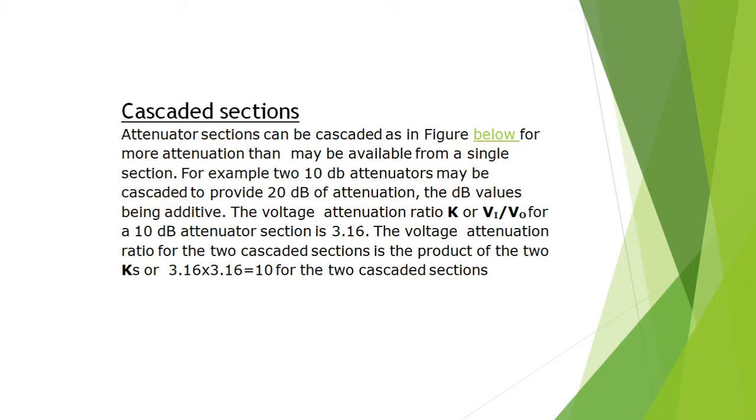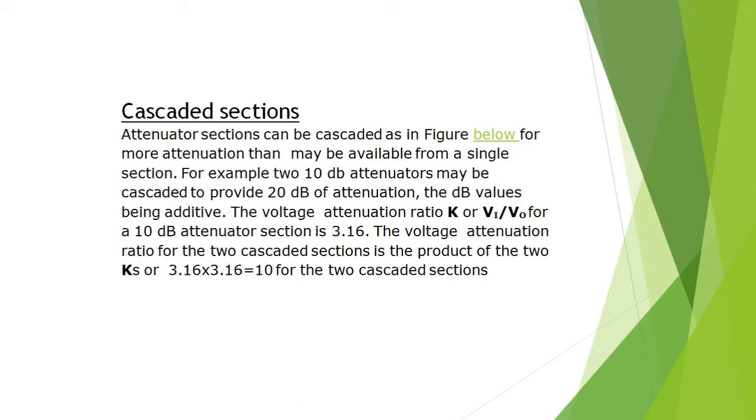Cascading is nothing but adding. If you have a single section of attenuator, it will have very little effect. If you add different types of attenuation in a cascade connection, then the number of connections or the number of configurations increases, and therefore we will get a good impact.